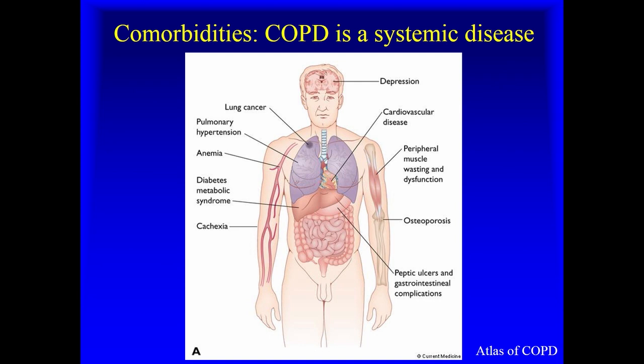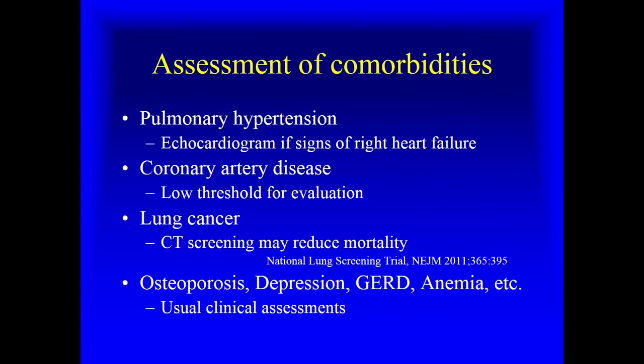We know that COPD is a systemic disease, and we should be screening for comorbidities. Besides lung comorbidities such as lung cancer and pulmonary hypertension, COPD can be associated with multi-system comorbidities, including depression, cardiovascular disease, anemia, diabetes and the metabolic syndrome, cachexia and muscle wasting, osteoporosis, and peptic ulcer disease. Assessment of comorbidities is an important part of the assessment of a COPD patient.